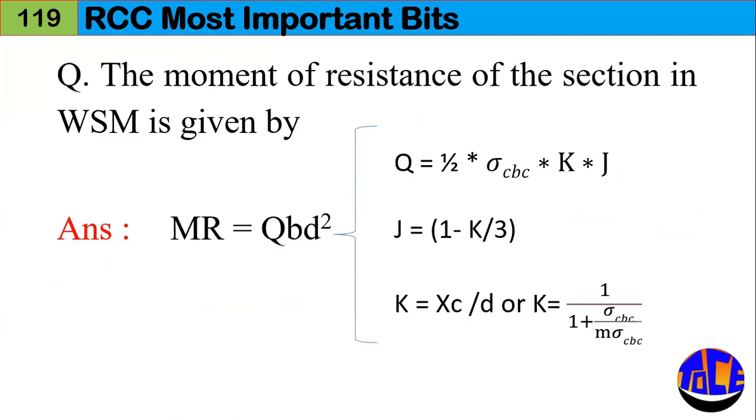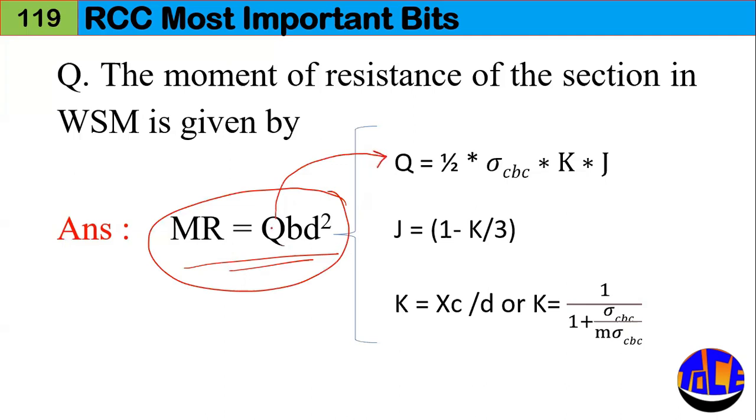Question number 119. The moment of resistance of the section in working stress method is given by: moment of resistance is equal to Q into BD square, where Q is called the moment factor. Q is given by half of sigma CBC into K into J. Here J is called the lever arm factor. The lever arm factor is nothing but 1 minus K by 3.